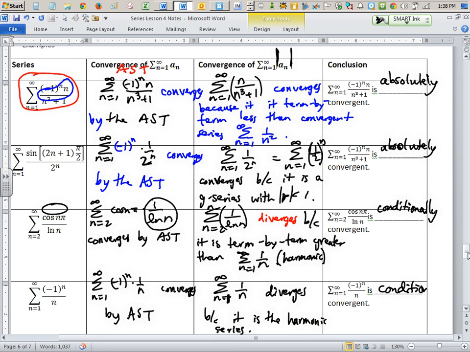This is conditionally convergent. Okay, one more example on this, right? Isn't there one more? Yeah, one more. You can try it if you want.